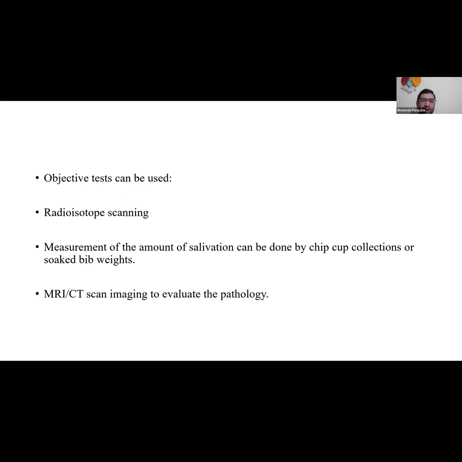Now, other than that, there can be objective tests which can be used. One of those is radioisotope scanning. It is rarely used. Other than that, measurement of the amount of salivation can be done by chin-worn cup collection or soaked bib weights. What we do is we attach a cup to the patient and hold it by the chin. So whenever the patient has to salivate, the patient puts the saliva in the cup or in soaked gauze, and we can weigh them afterwards. That way, we can get an objective measurement of the amount of saliva which has been secreted by the patient.